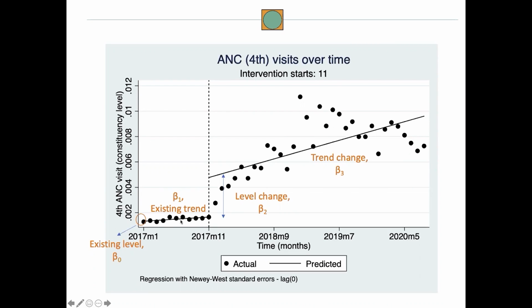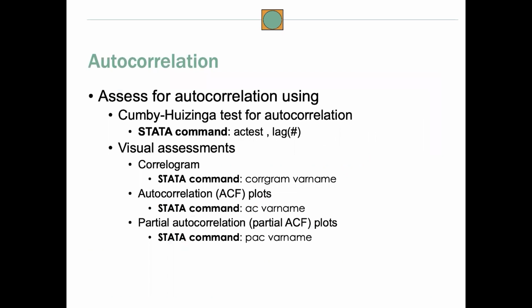The slope during our pre-policy period is our existing trend, which is what we got at beta 1. Our level change is the immediate change when the policy was implemented, and our slope during the post-policy period is our trend change of beta 3. So as part of our analysis, we want to assess for autocorrelation.